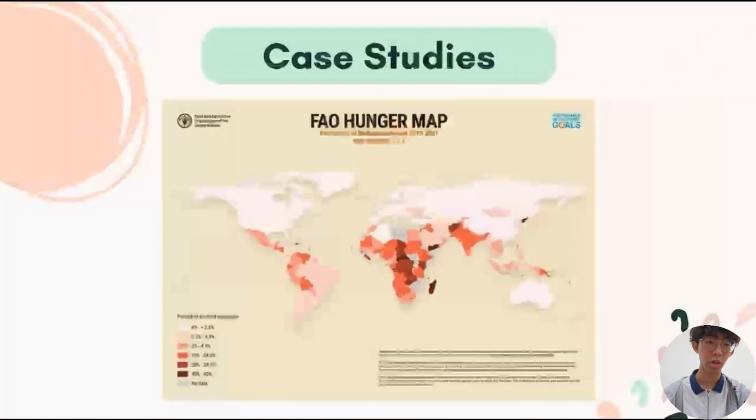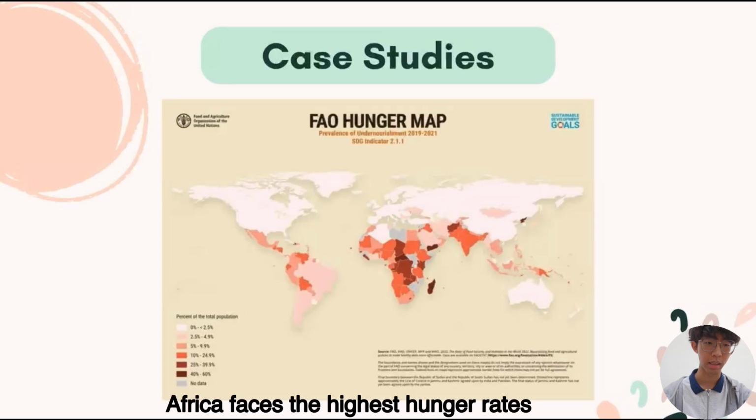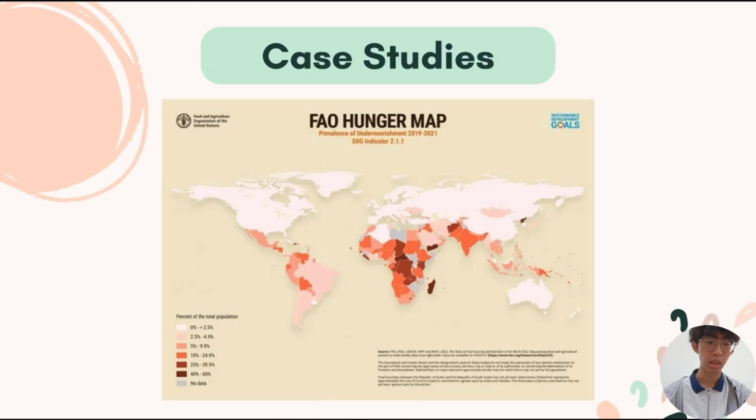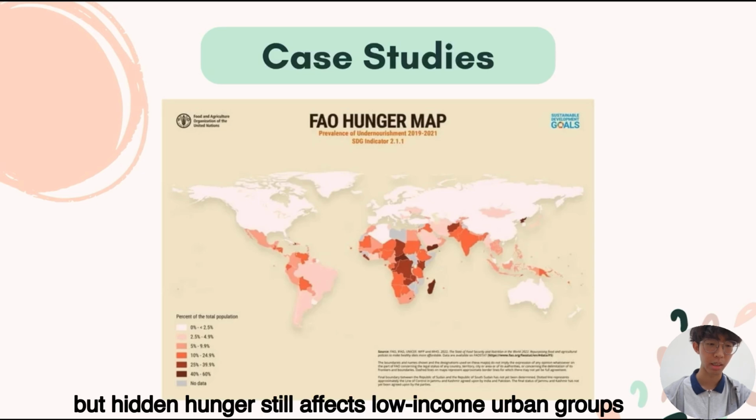Case studies. Look at this picture. Africa faces the highest hunger rates, with many countries over 25%, some over 40%. Developed countries have low hunger rates, but hidden hunger still affects low-income urban groups.